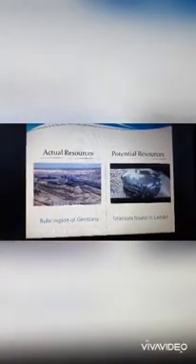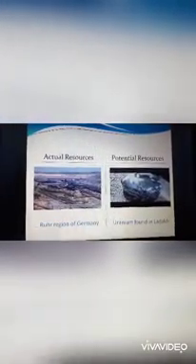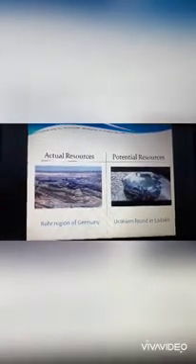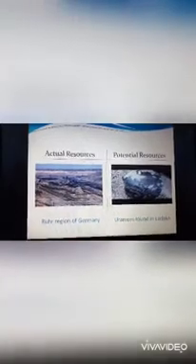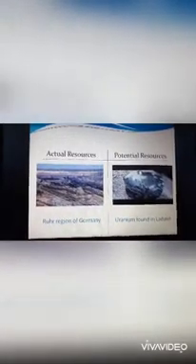So now let us study in detail about actual resources and potential resources. Actual resources are those resources whose quantity is known. These resources are being used in the present. For example, the coal mines in Germany and the black soils present in the Deccan Plateau in Maharashtra are all actual resources.